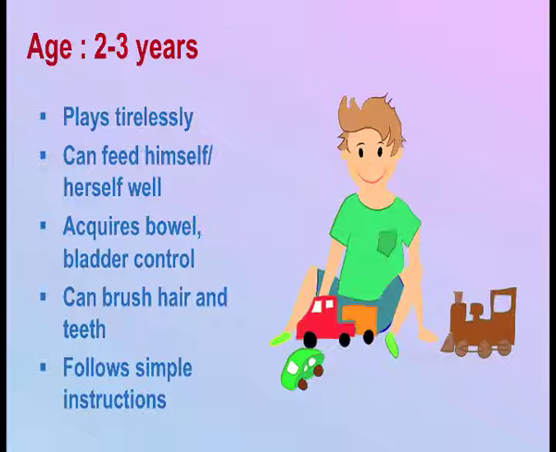Now let's see the development from 2 to 3 years. Now the child has grown up, he or she can play tirelessly, can feed himself well. He or she will not now depend on you to feed, and you should provide an opportunity to let him feed himself or herself. Can acquire bowel and bladder control, can brush hair and teeth and follow simple instructions. If you are giving simple instructions, go there, come here, he or she can easily follow. And our duty is to provide opportunities to the child so that he or she can be independent enough.